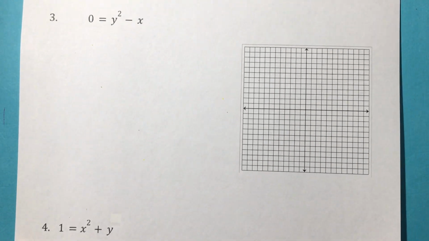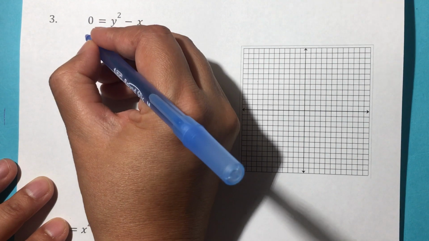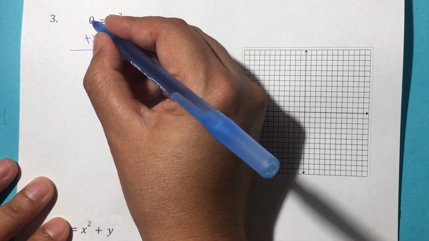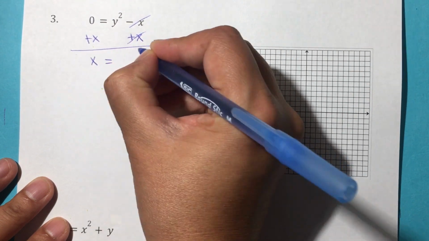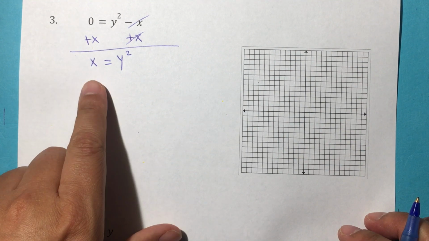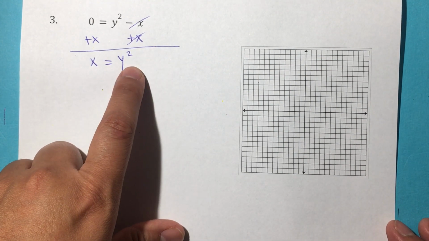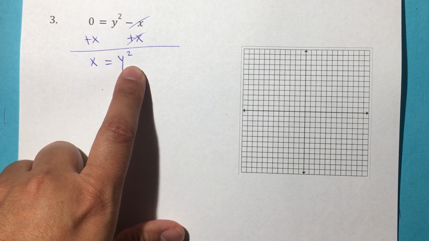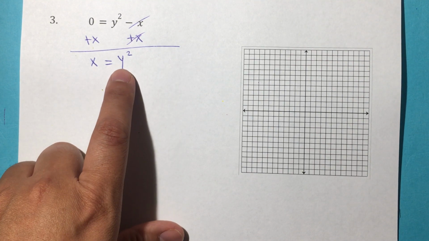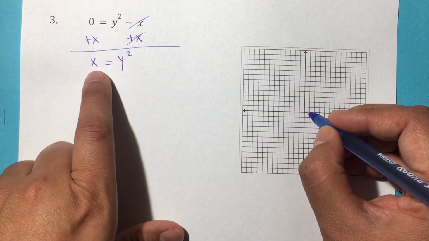Okay, now number 3. First, what we're going to do is cancel by adding x to both sides. And 0 plus x is just x, which is equals to y squared. Well, we said that when x is isolated, and this is just the mother graph, we don't have any transformations, we're not subtracting or adding anything to y, and we don't have anything outside either as a constant. So that means that you're just going to square y to find the values of x.